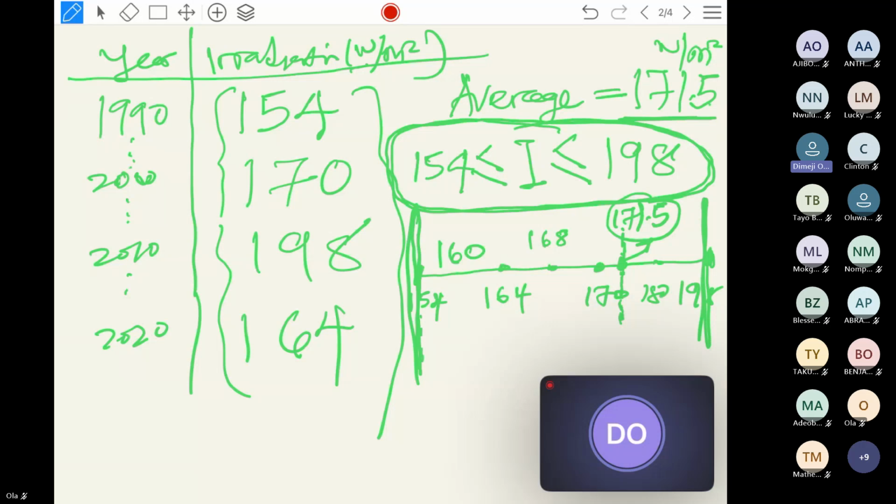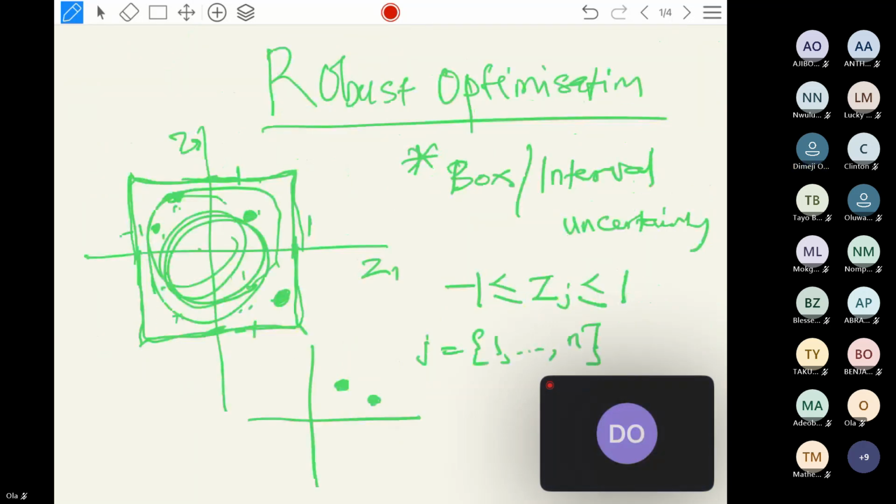So that is box uncertainty sets. It gives you the opportunity to have your values within a box. And as long as the values are within this box, your solution is optimal. Now, the advantage of this kind of uncertainty set type is that it is very easy to compute, but it is very, very conservative.